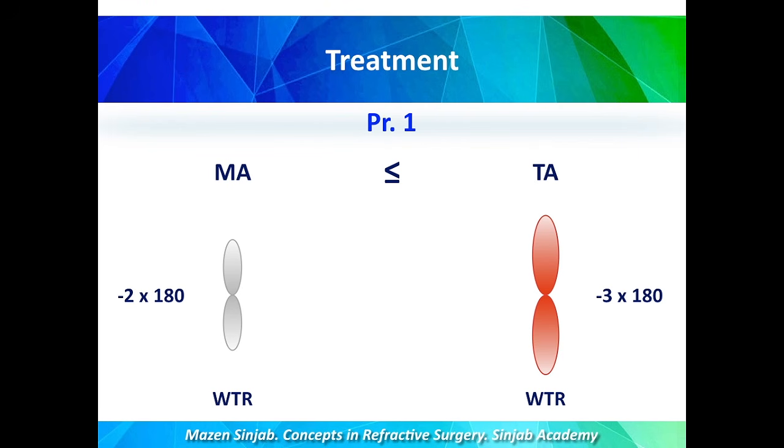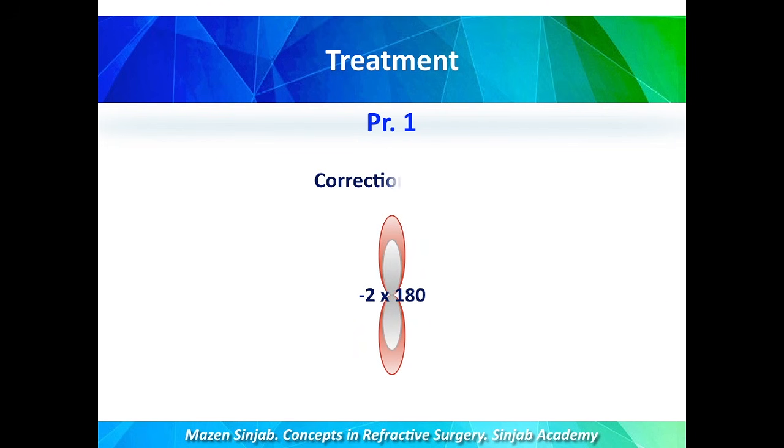If we have manifest astigmatism and topographic astigmatism, both are with the rule, but the manifest astigmatism is less than or equal to topographic astigmatism, like in this example, then we have only one option of treatment. Actually, this situation is the most common one that we encounter in our clinical practice. The one option is, very simply, to treat the manifest astigmatism.